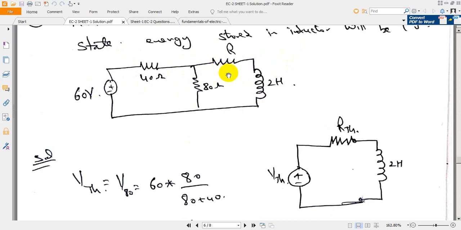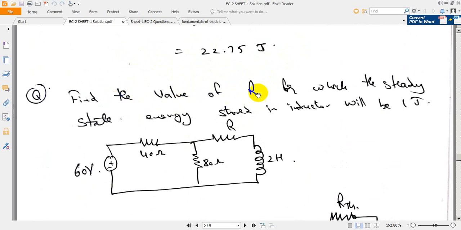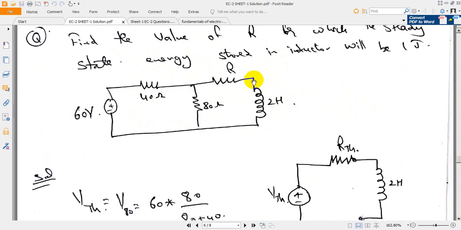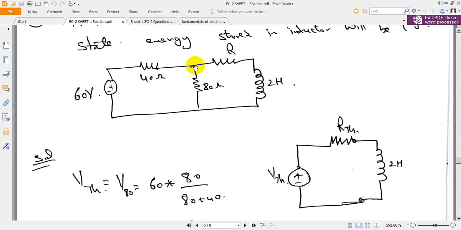under steady state operation, see the question. Find the value of R for which the steady state energy stored in the inductor. Under steady state, what happens? It will get shorted. This terminal will get shorted. When this terminal gets shorted, what will we do? Across this we will represent, assuming that this has a load, this whole circuit. When we represent this whole circuit, the voltage across this will be, it means this should be open.